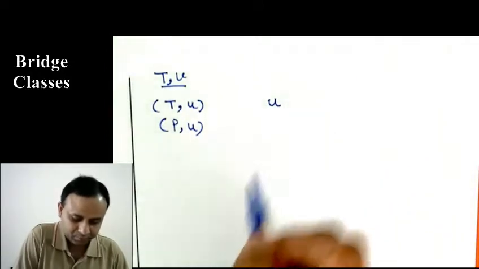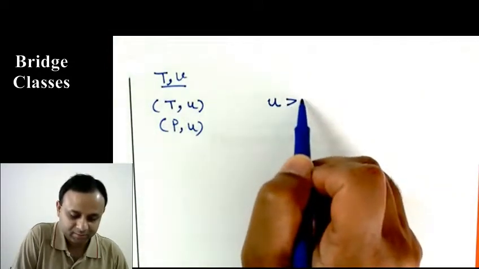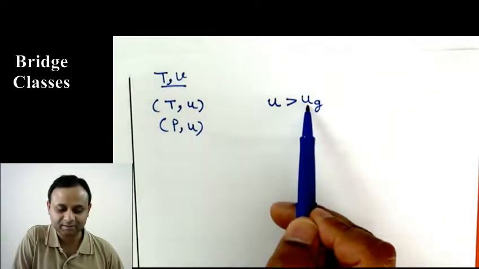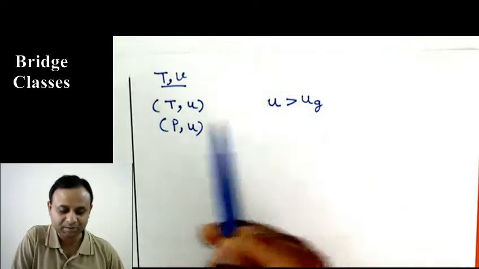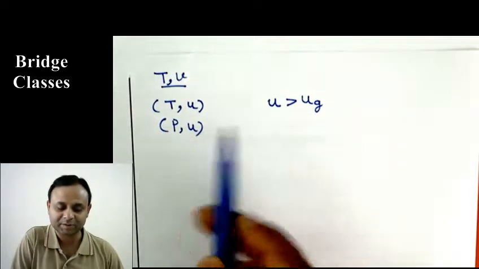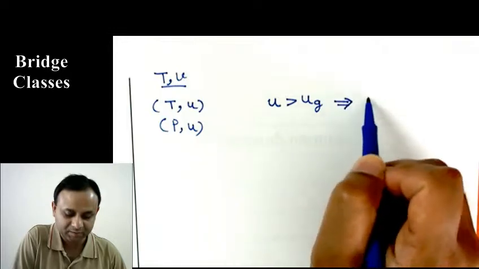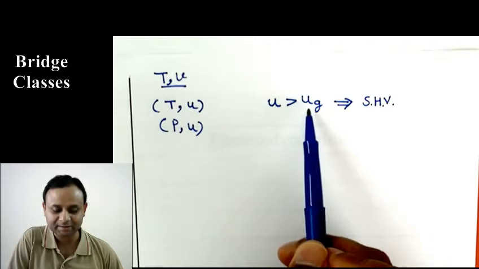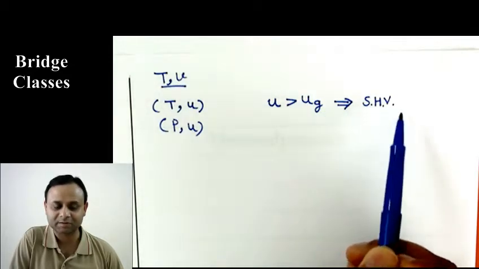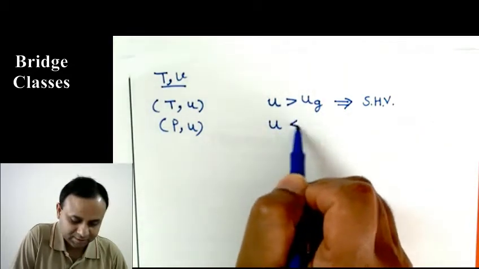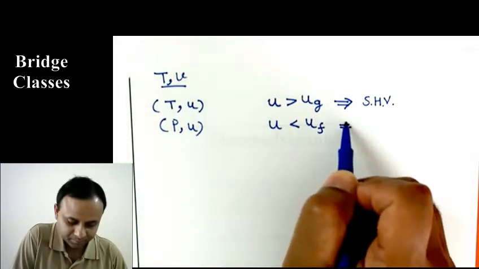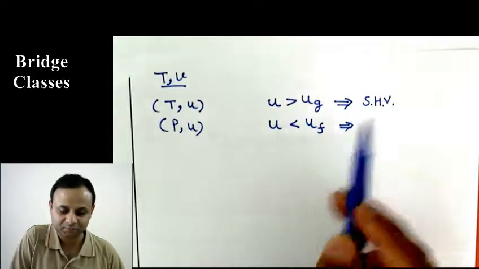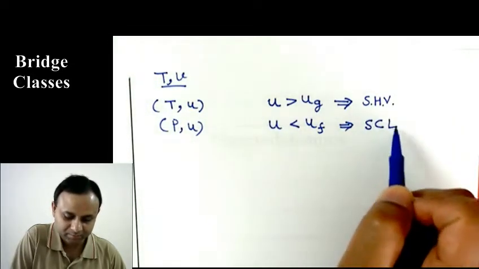If U is greater than Ug, that means energy is higher than the energy of saturated vapor at the given temperature or at the given pressure, then it will be superheated vapor. So it's very easy to remember because high energy means it will be superheated vapor. If U is less than Uf, that's low energy, energy is less than the energy of saturated liquid, then it will be subcooled liquid.